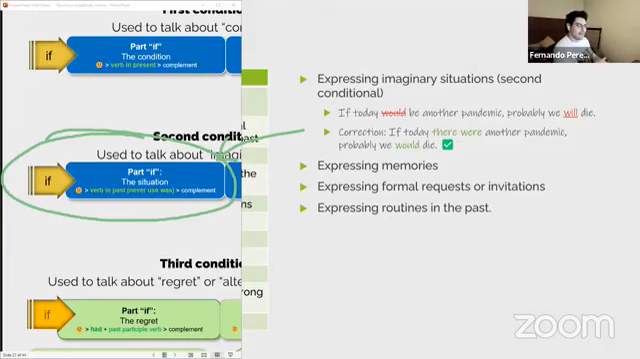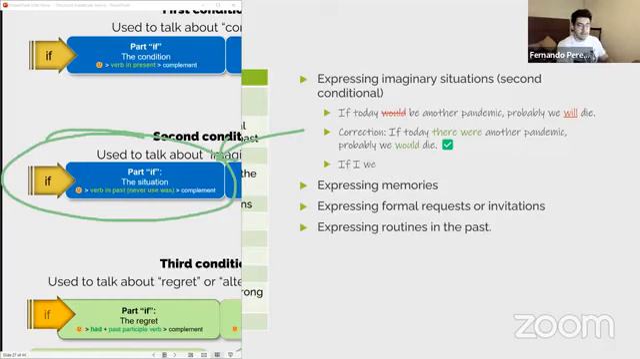Si yo fuera presidente, pondría un tren. How do you say that in English? If I were president, if I were president, I would put a train. That's it. That's totally correct. If I were the president, I would put a train. Ta-da! That's an imaginary situation because you have the verb in past.